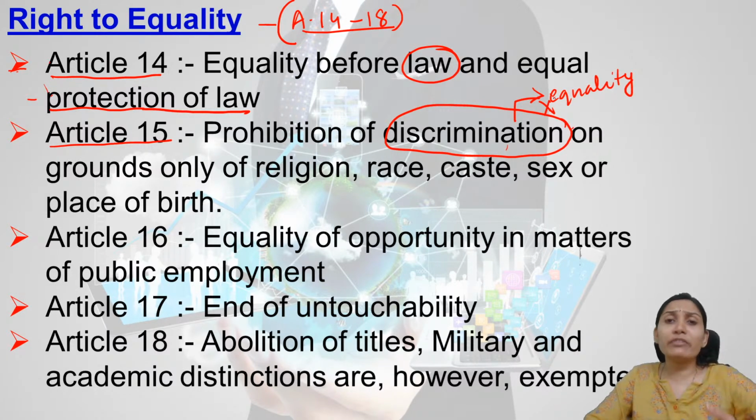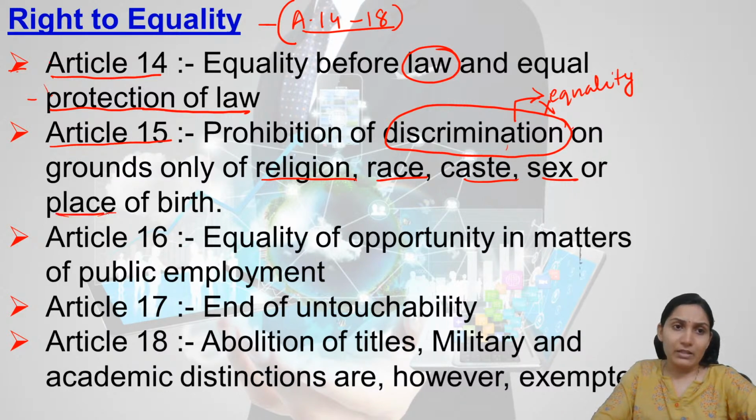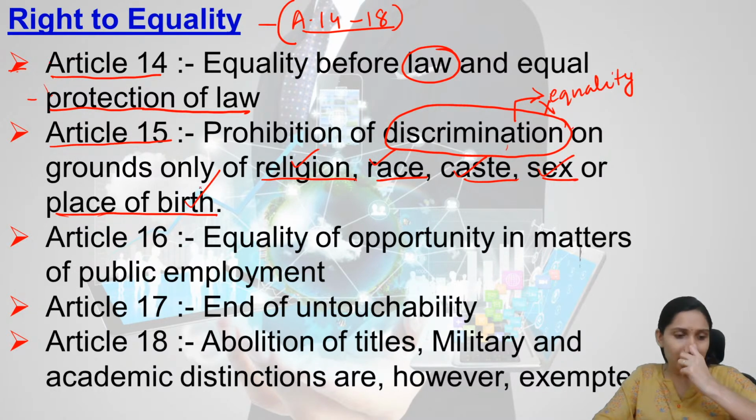Prohibition of discrimination is guaranteed by the Constitution, which means a person cannot be discriminated against or treated indifferently on the basis of religion, race, caste, sex, or place of birth. Any Indian citizen cannot be discriminated against on the basis of religion, race, caste, sex, or the place of birth.